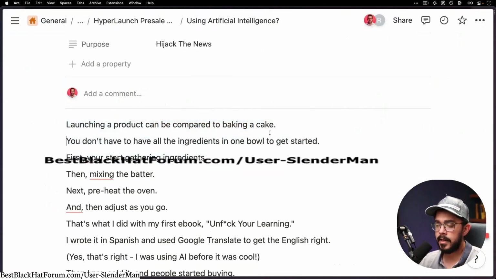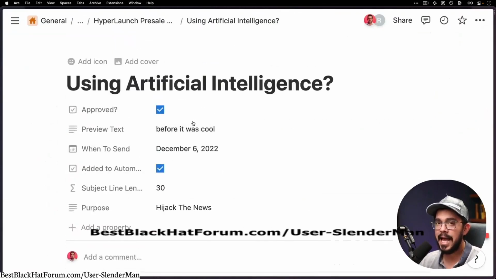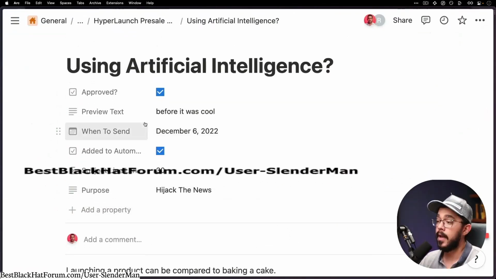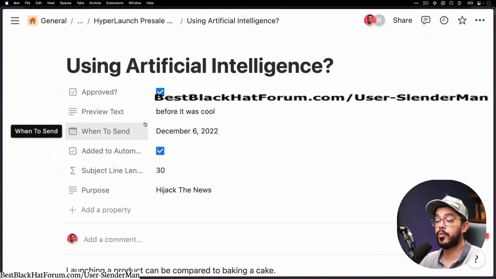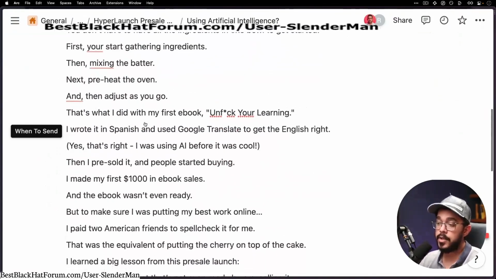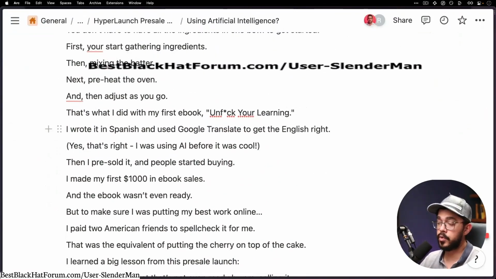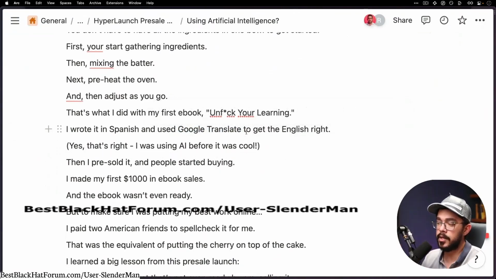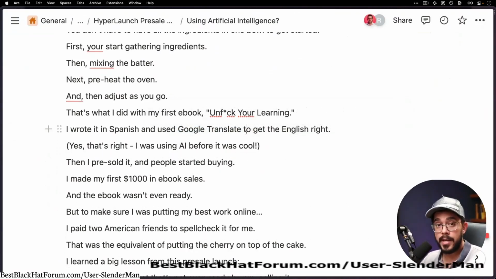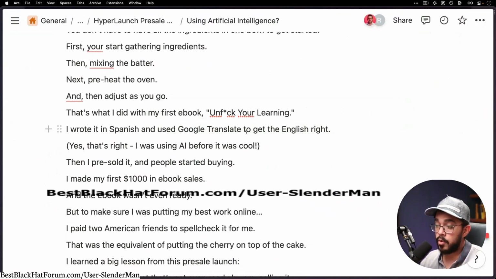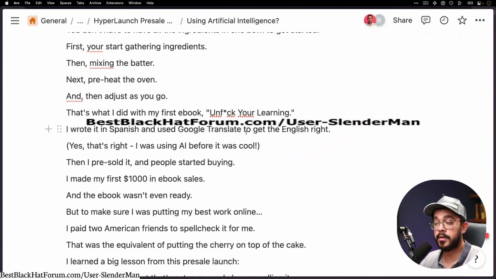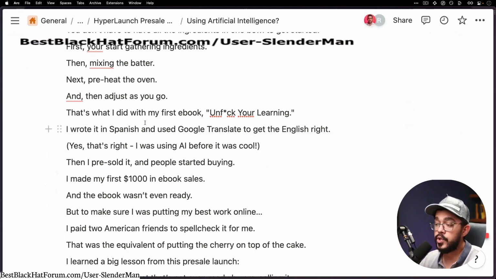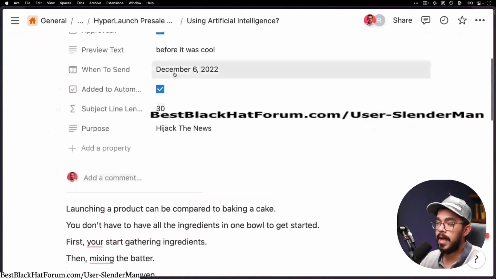So here, what I do is I tell a quick analogy of how launching a product can be compared to baking cakes and how I used AI way before AI was cool. And when I was writing this email, AI was like the talk of the town on Twitter. Anyhow, so I was actually using AI before AI was cool by using Google Translate to get my Spanish text into English and get the English right. Google Translate, people don't think about this, but Google Translate is actually an artificial intelligence. It does the work for you by translating stuff, right? So I was using this way before AI was cool.